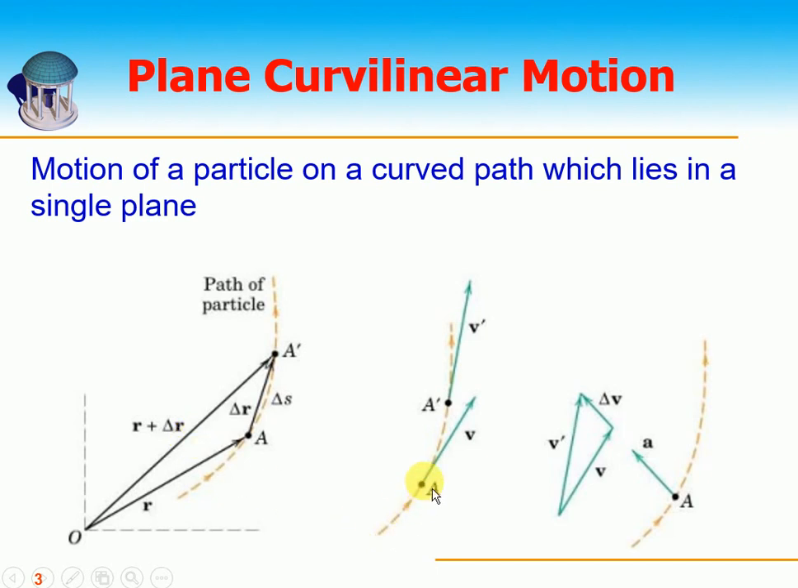The velocity at point A is v, and the velocity at A dash is v dash. It is tangent to that particular point. If we draw the two velocities together and add them, this is v, this is v dash, and this is the change in velocity, because v plus dv gives you the new velocity. This change in velocity at a particular time is called acceleration, the acceleration of a particle towards its center. That is also called centripetal acceleration. So this is the basic theory. I hope you understand. If any question, please put it on the WhatsApp group.